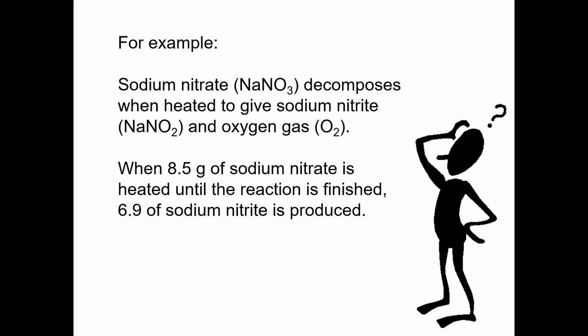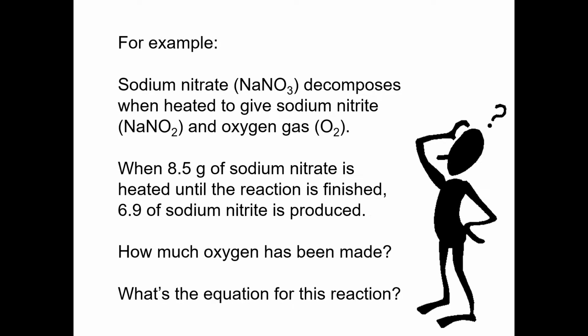When 8.5 grams of sodium nitrate is heated until the reaction is finished, 6.9 grams, that should say grams, apologies, of sodium nitrite is produced. There's two parts to this question. First of all, how much oxygen has been made? And secondly, what's the full balanced chemical equation for this reaction? Now, this is actually a question I've taken from the textbook. So we're going to look at that right now using the textbook.